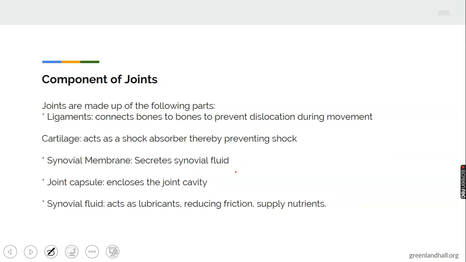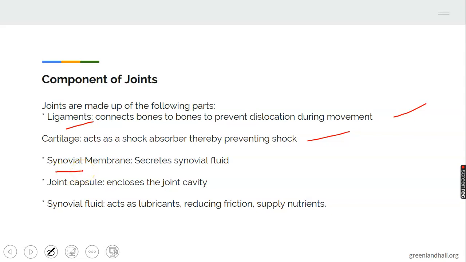The components of joints. Joints are made up of the following parts: the ligaments that connect bone to prevent dislocation during movement. Cartilage is another component. The cartilage acts as a shock absorber, preventing bones from rubbing against one another.